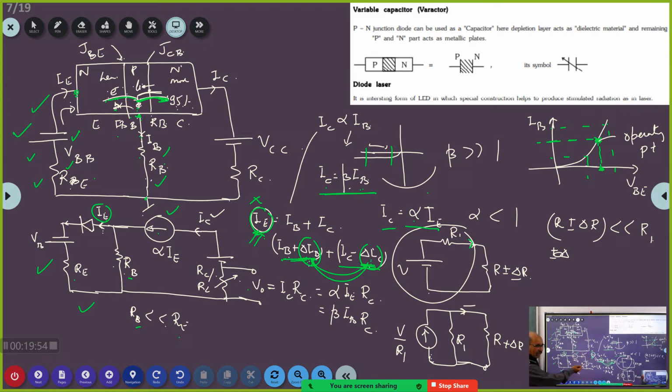So the output will be a current source, and this current is controlled by the base current or emitter current. That is what you have to see. The collector current is controlled by the base current. Got it? It is easy to vary the base current, and you will get a corresponding change in the collector current, so you are able to control the current. Now, the next thing that I am going to tell you is very, very important.